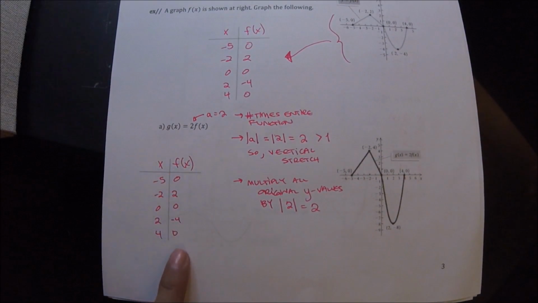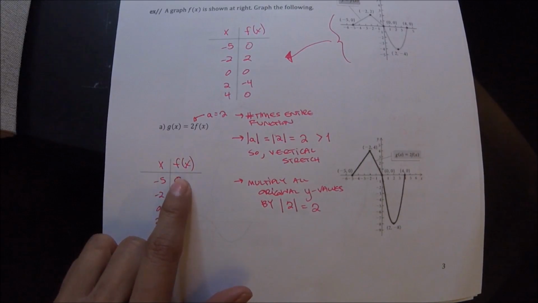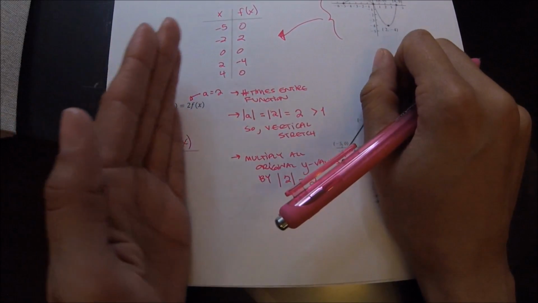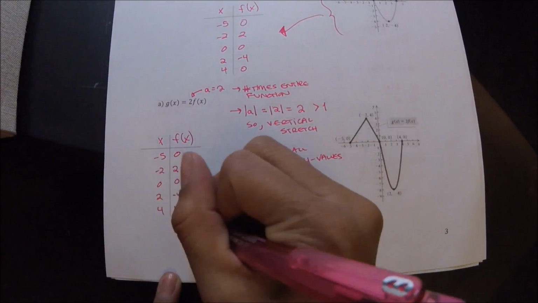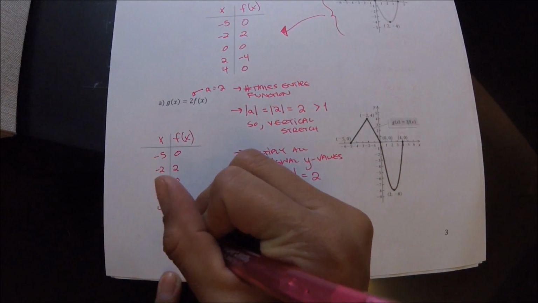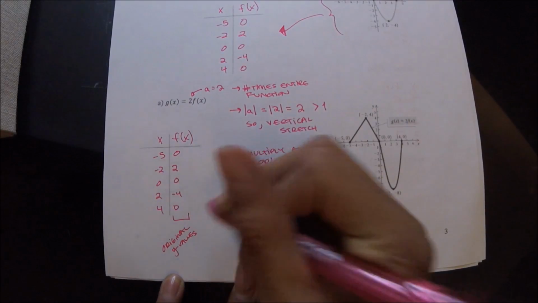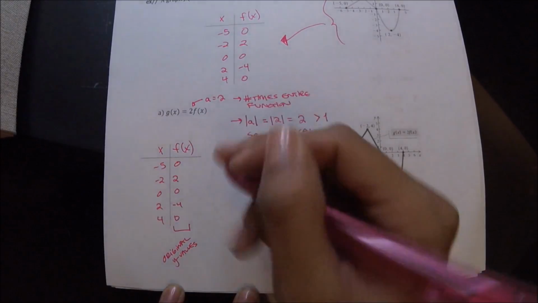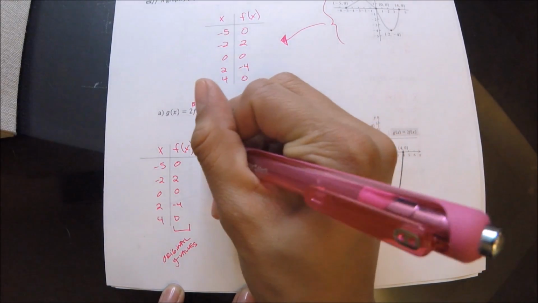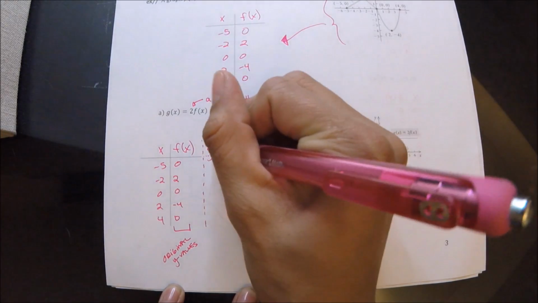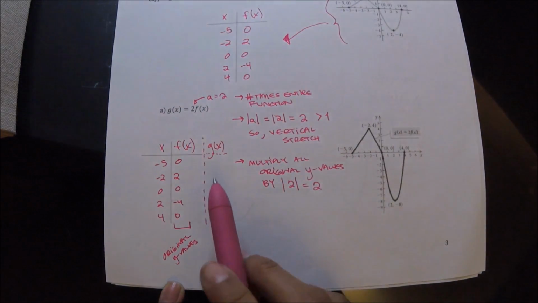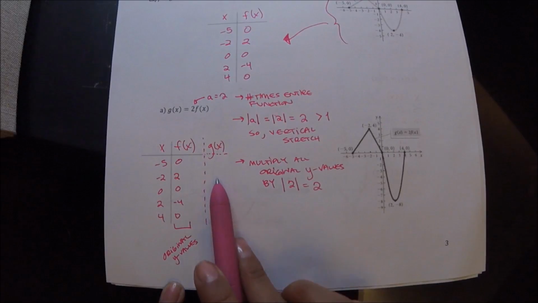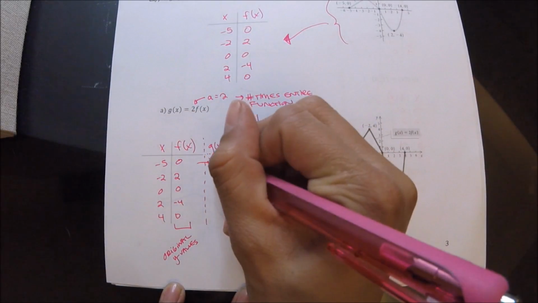So what I'm going to do is add on a new column. Here are our original y values from this graph here. Here's our x values, and here's our y values. So this column is the original y values, but we want to find out what y values are there for g of x, because this is the graph we're trying to graph now. So I'm going to kind of extend it. So now we want the new y values. We're going to take each of these original y values and multiply them by 2 to get the new y values. So 0 times 2 is 2.